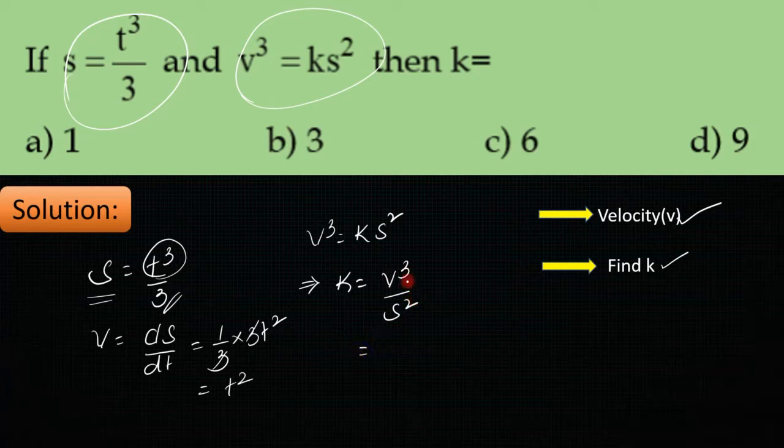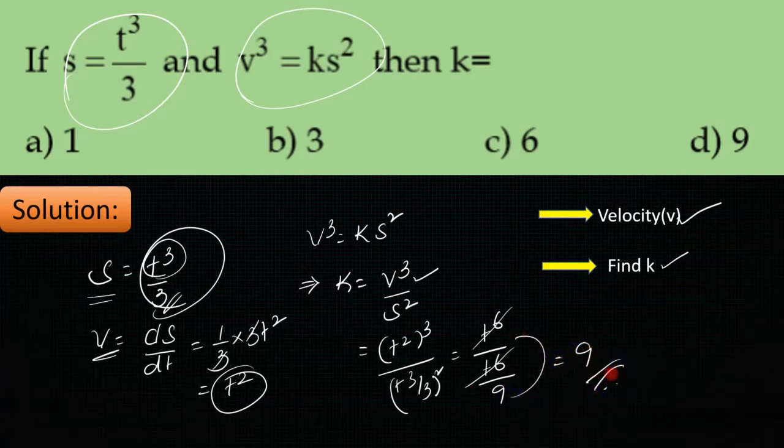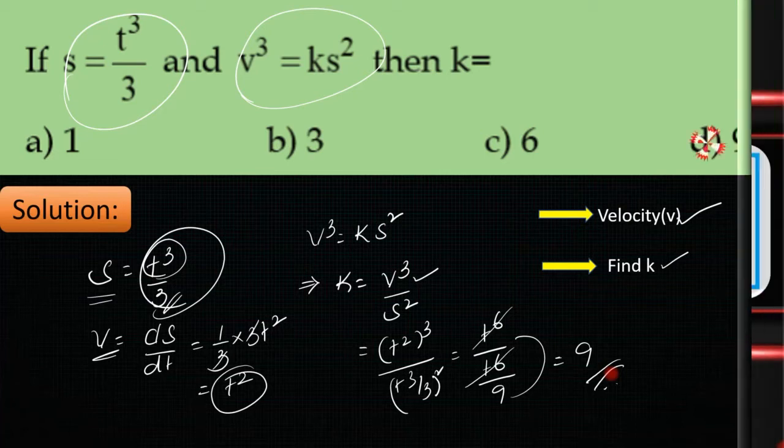This equals, here v = t², so (t²)³ divided by s², here s = t³/3, whole squared. This equals (t²)³ is t⁶ divided by (t³)² is t⁶ divided by 3² is 9. Here t⁶ gets cancelled. This equals 9. Therefore, the answer is option D.